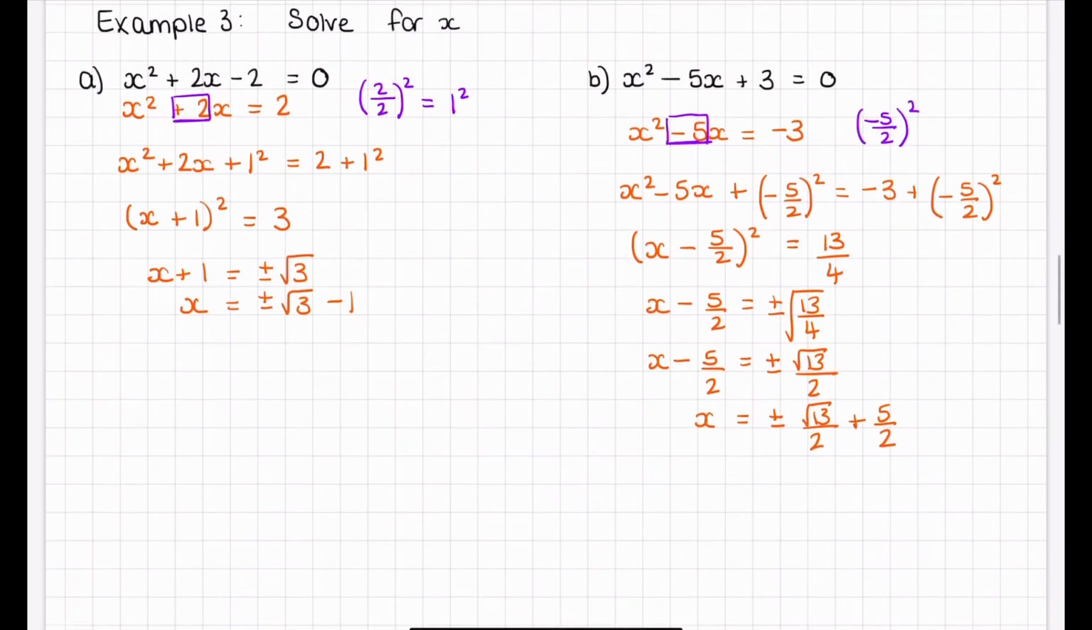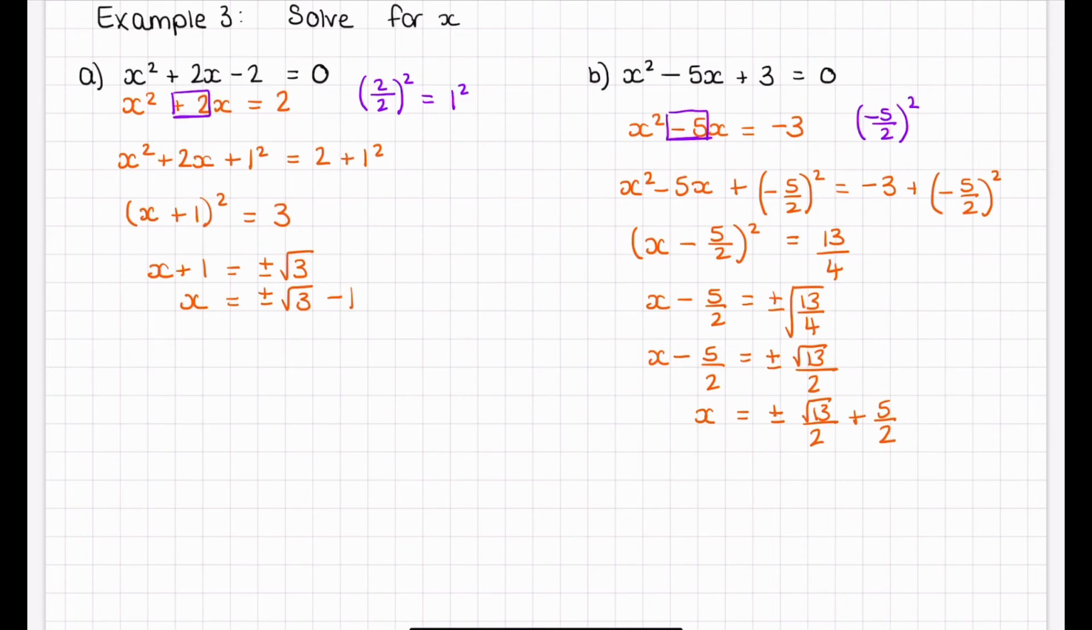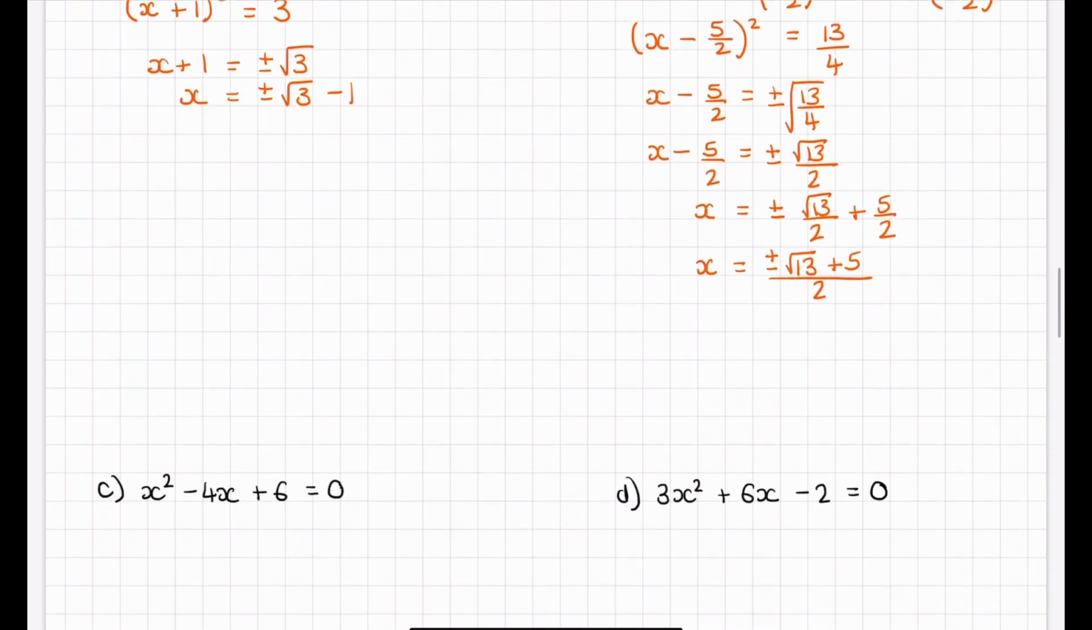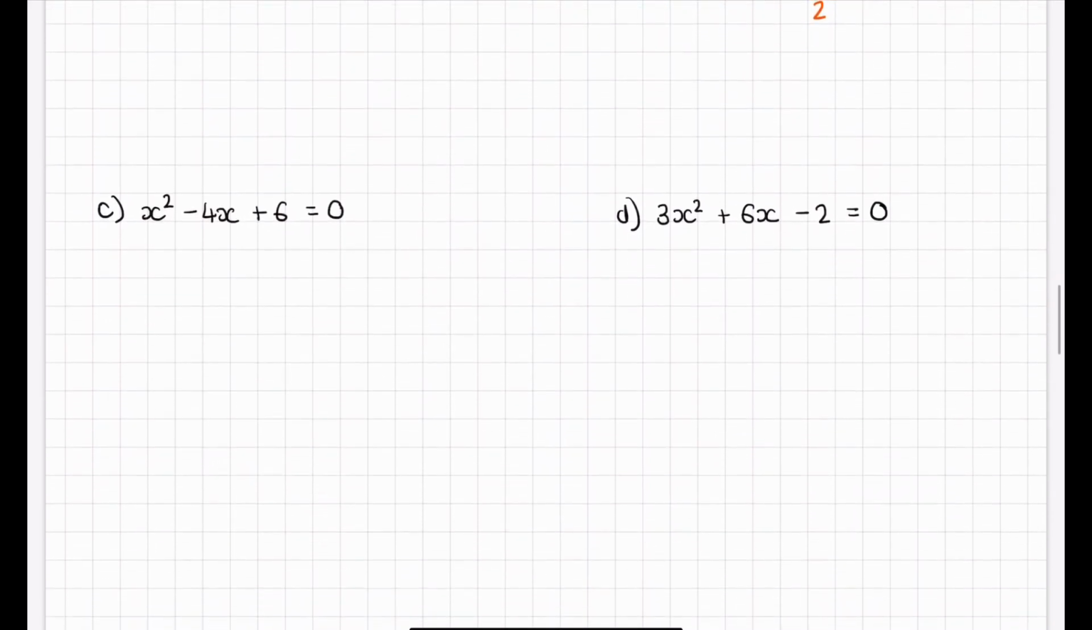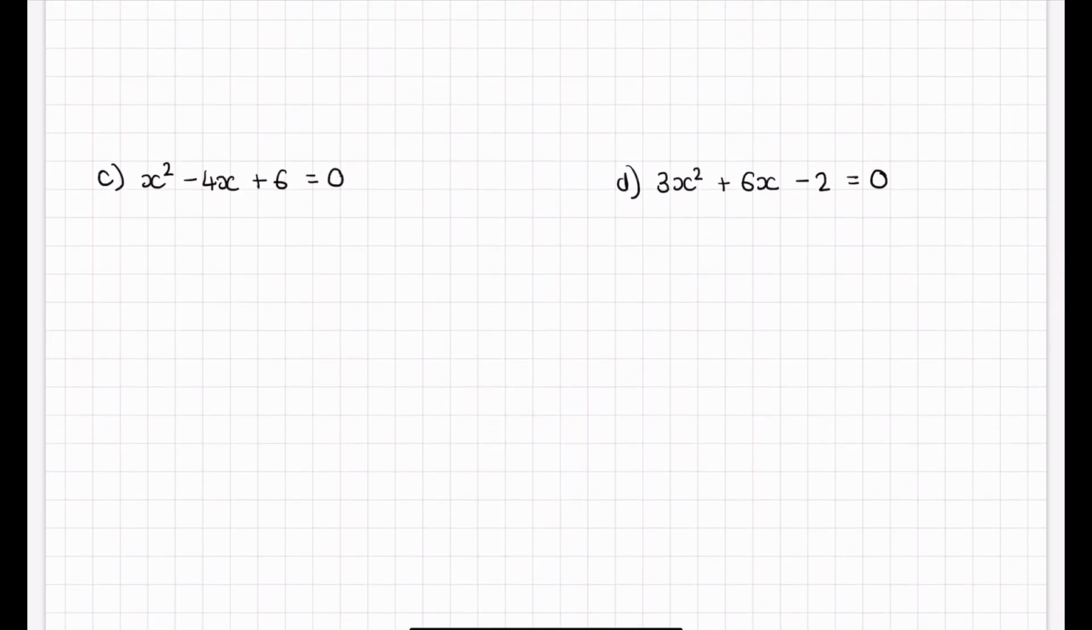And then we can leave it like that, or we can rewrite it as one fraction because now they're both on 2. So with plus or minus the square root of 13 plus 5 all on 2. We've got 2 more examples, just doing the exact same thing. So if we look at C, let's rewrite it.